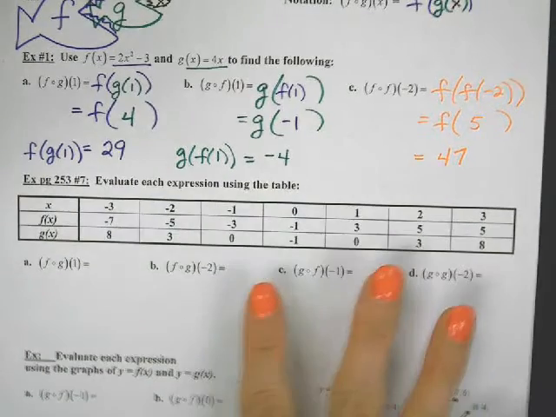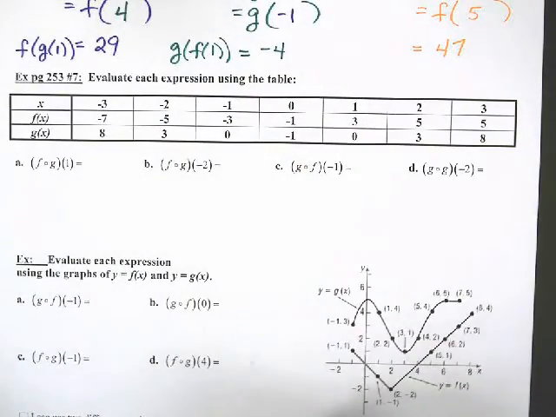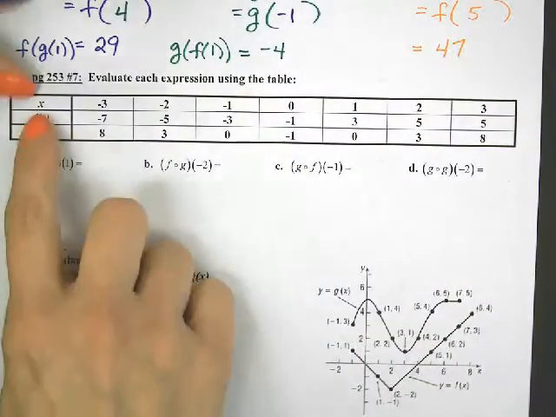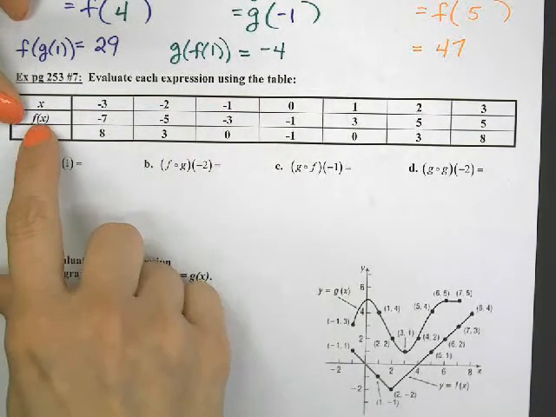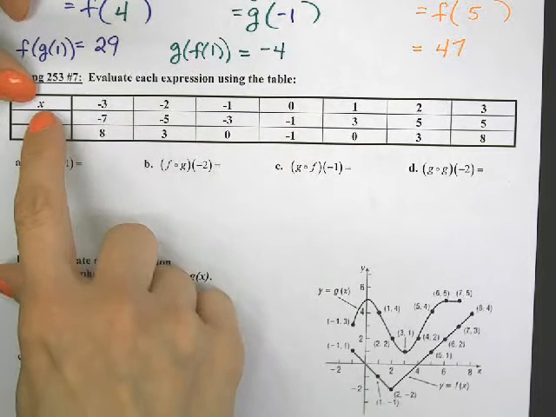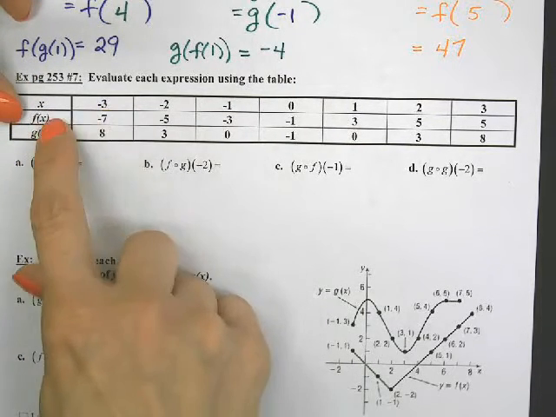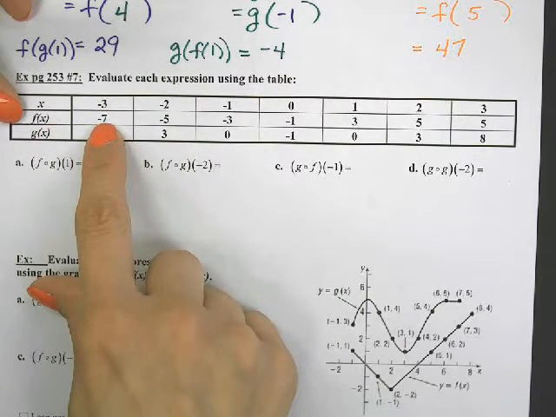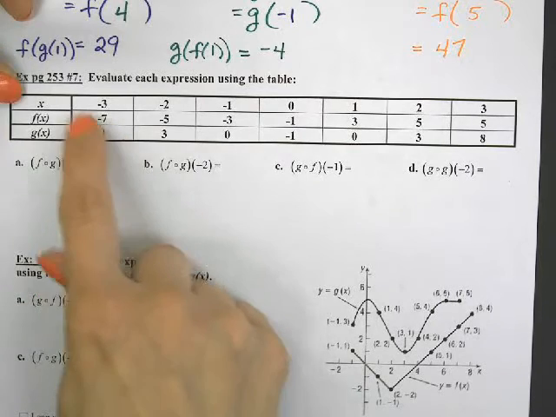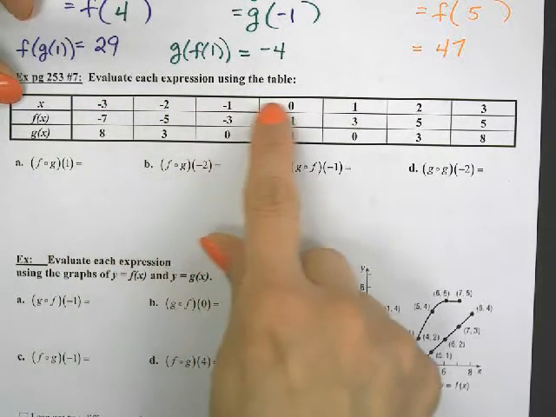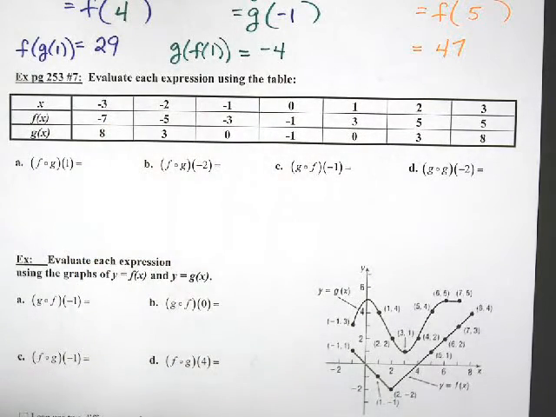Okay. The next one is evaluating with a table instead of using equations. So here's your x, there's your input. The f function answers are right there. So what's f of negative 3? If negative 3 goes into f, the answer is negative 7. If negative 3 goes into g, the answer is 8. So your input is at the top, and then your answer for either f or g is right there.